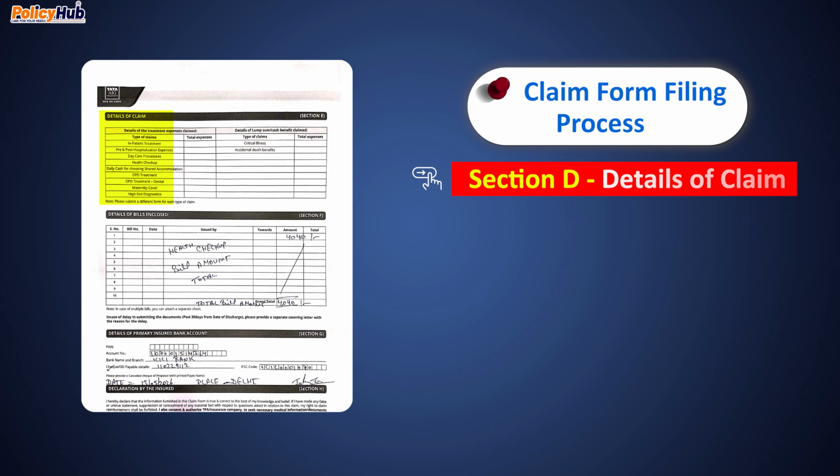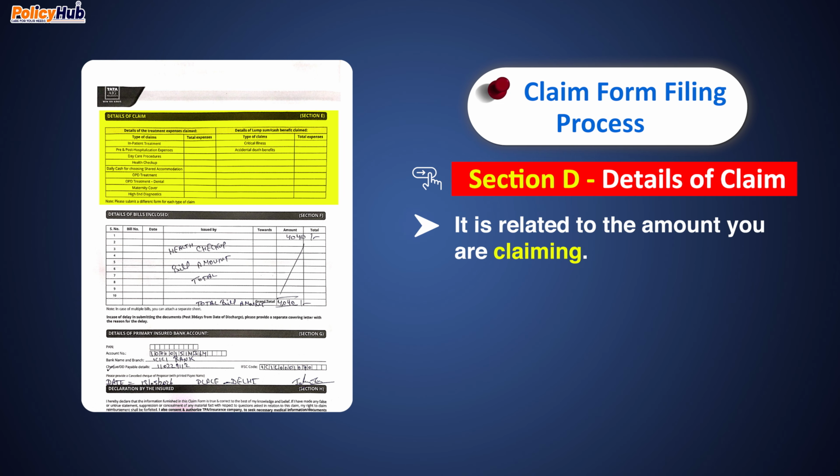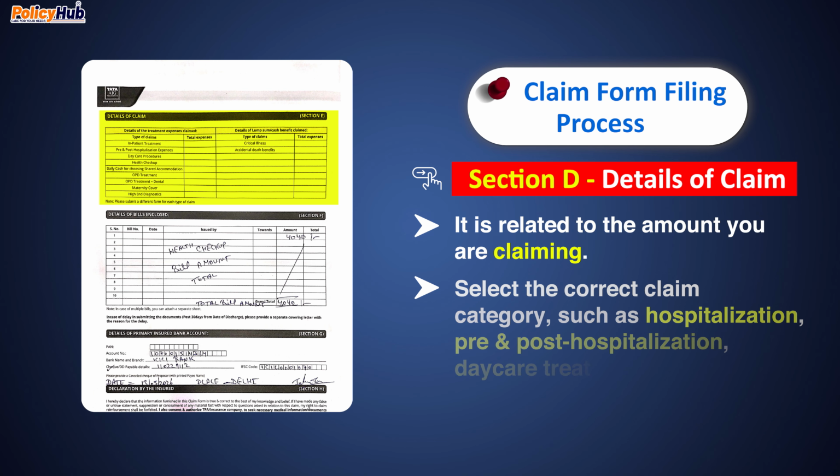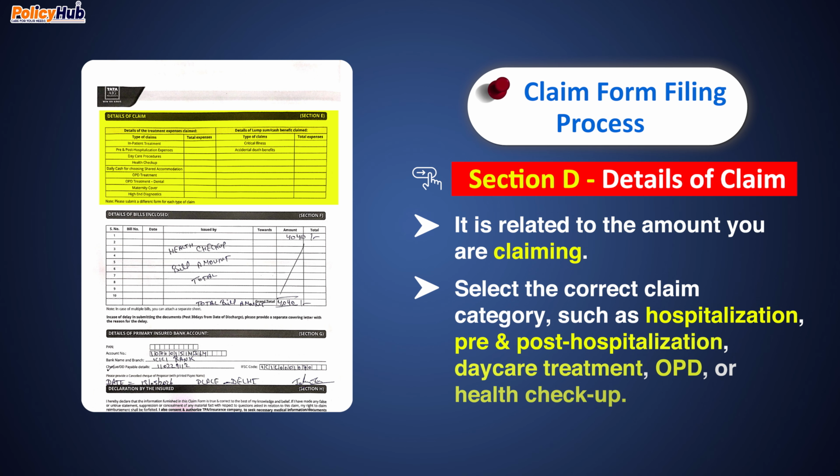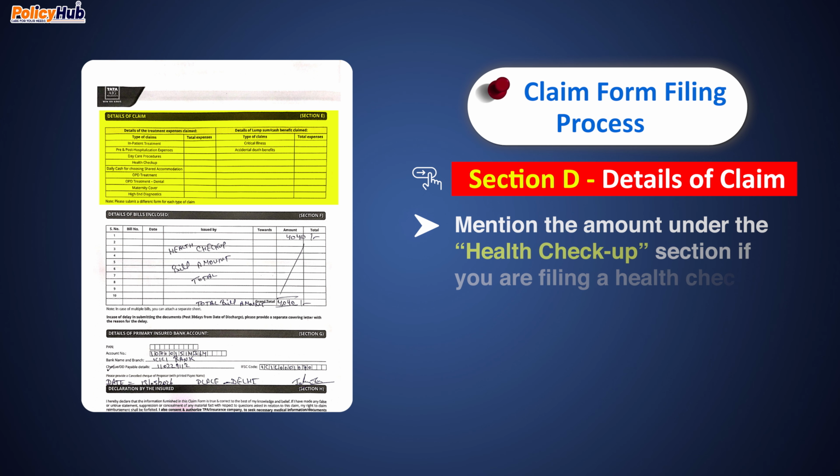Section D contains details of the claim. This section is related to the amount you are claiming. Here you need to select the correct claim categories such as hospitalization, pre and post hospitalization, daycare treatment, OPD, or health checkups. If you are filing a health checkup claim, mention the amount under the health checkup section only.